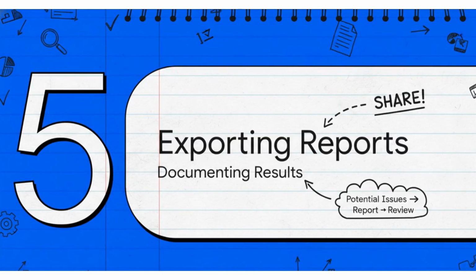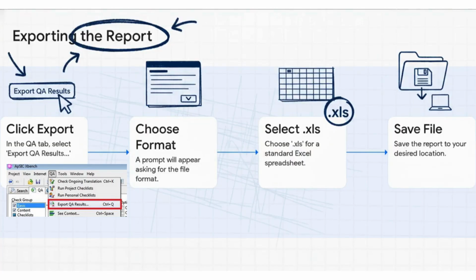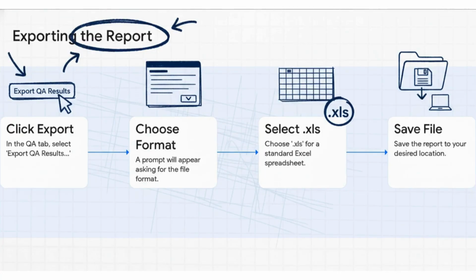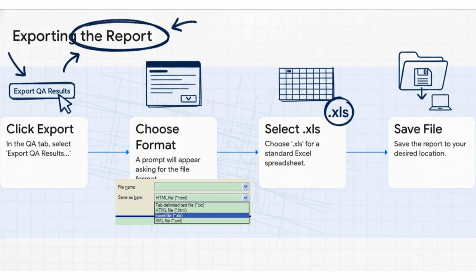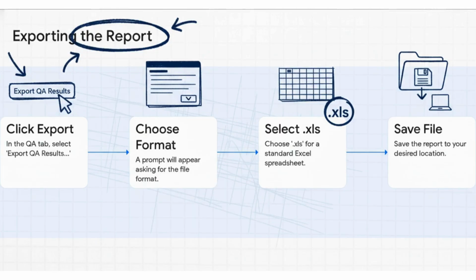So Xbench has finished its magic, and now you have a list of all the potential issues it found. The next step is to get this information out of Xbench and into a nice, clean report that you can share and work with. Exporting is super simple. While you're still in the QA tab, just click on Export QA Results. A little box will pop up asking what format you want. My recommendation is to always choose .xls. It gives you a standard Excel file that's really easy to filter, add comments to, and send to other people. Then just save it wherever you like.